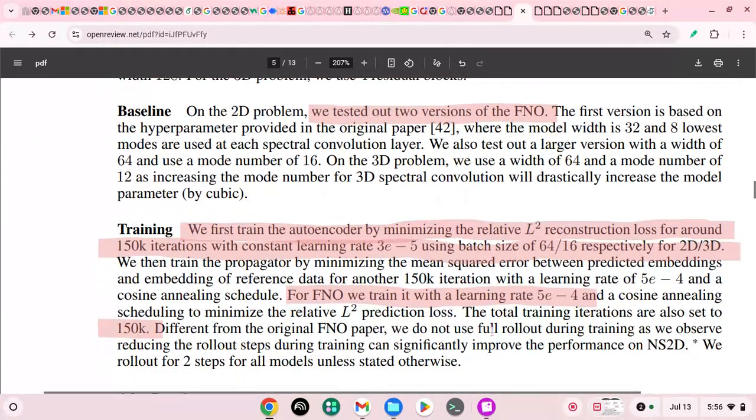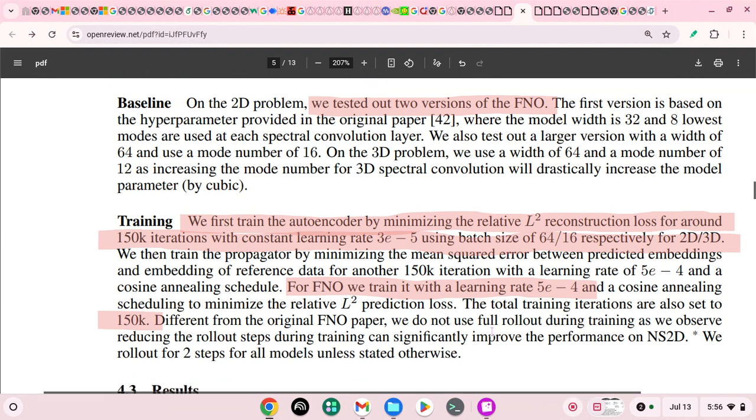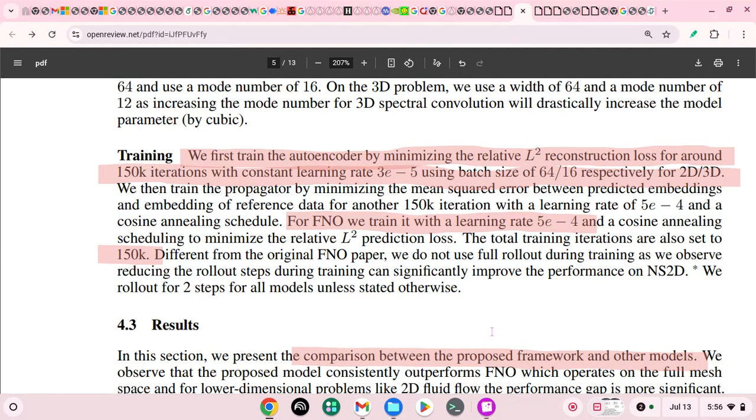And the training involves 150k epochs, and the learning rate is fixed at 3e-5, and they have used a batch size of 64 and 16 respectively for 2D and 3D. The FNO is also trained with the same 150k iterations, with a learning rate of 5e-4.